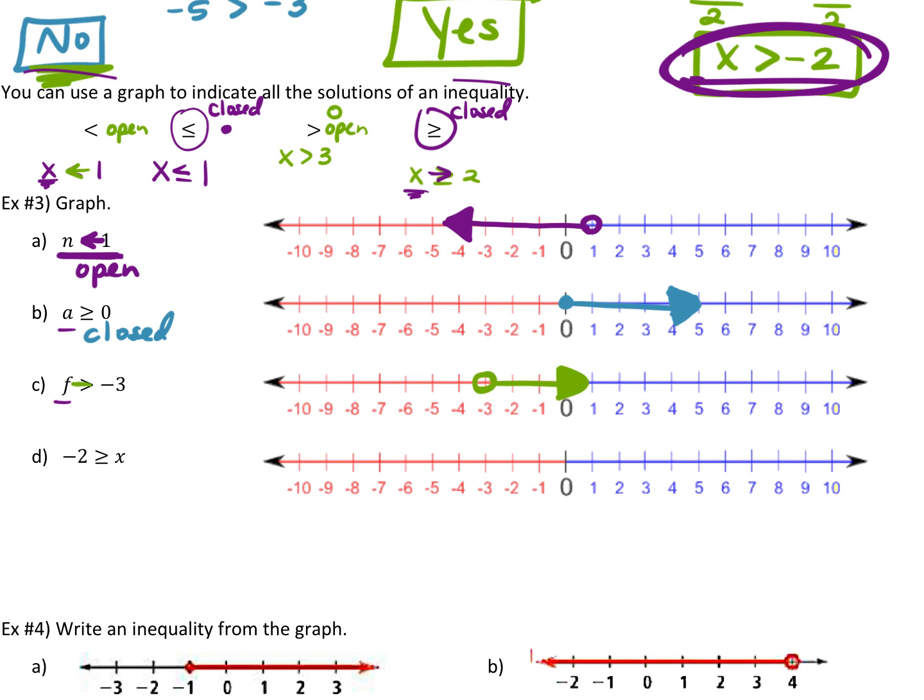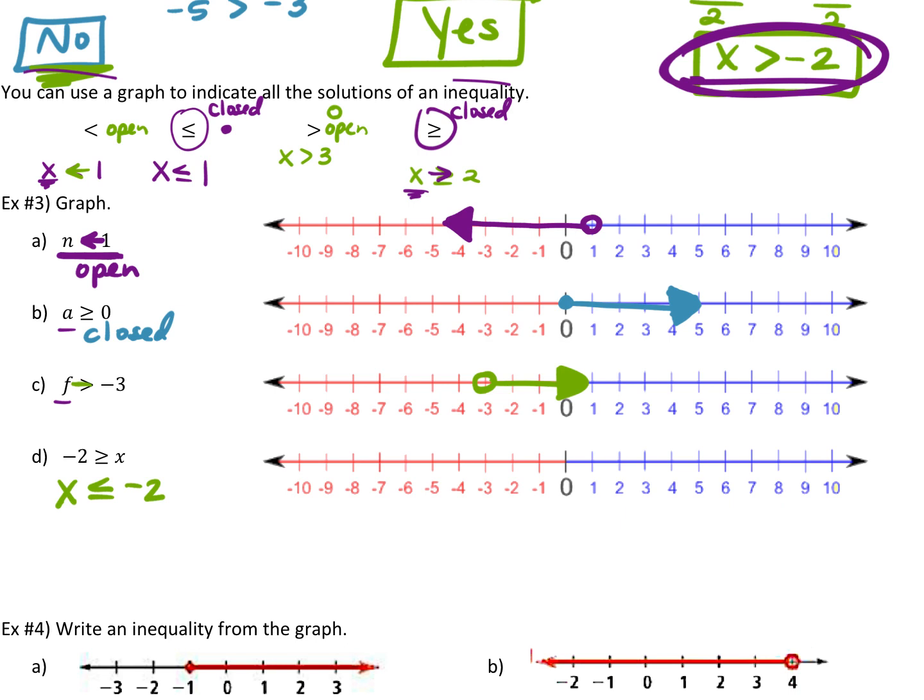Okay. Now here's the one that gets mixed up a lot. -2 is greater than or equal to x. Can you use the arrow system? No. You cannot right now, unless you flip it around. x is less than or equal to -2 says the same thing. So if this makes more sense to you, just rewrite it.